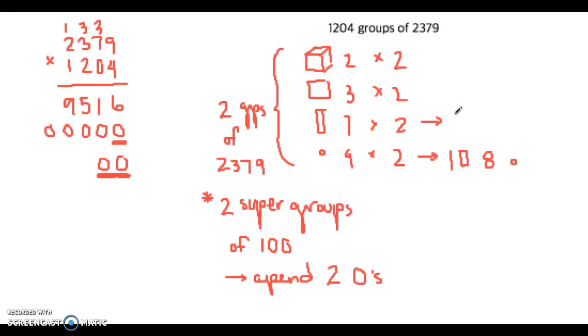Seven rods times 2, we get 1 flat and 4 rods. 3 flats times 2, we get 6 flats. And 2 cubes times 2, we get 4 cubes. So add all of our like values up and we get 4 cubes.